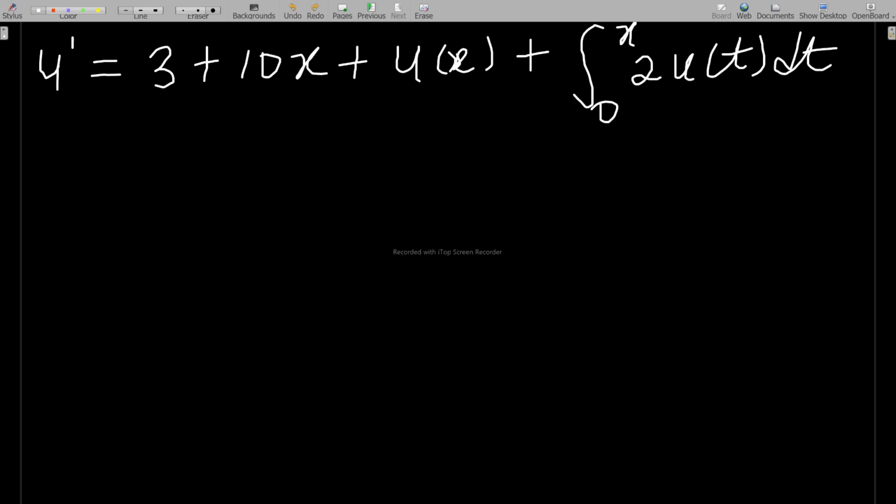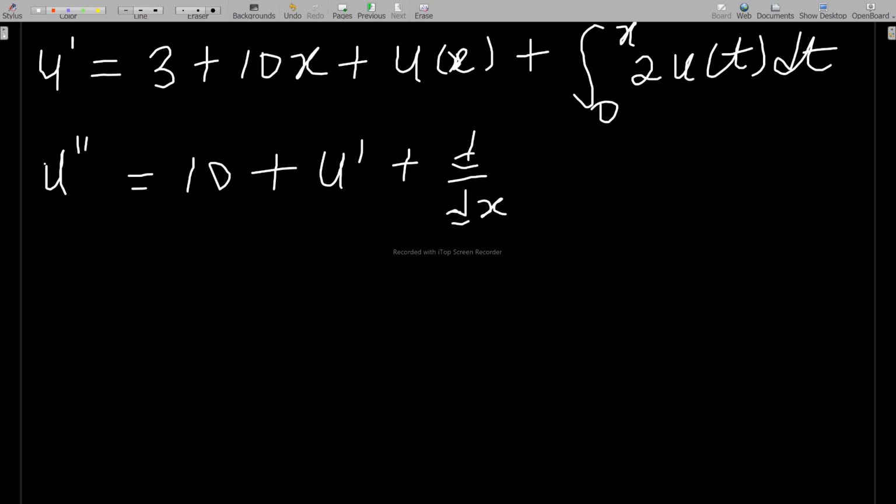If I differentiate u prime with respect to x, I'll get u double prime, and that is equal to, when you differentiate 3 with respect to x, you get 0. When you differentiate 10x, you get 10. Then plus you differentiate u of x, you get u prime of x, and plus d/dx of the integral from 0 to x of u(t) dt.